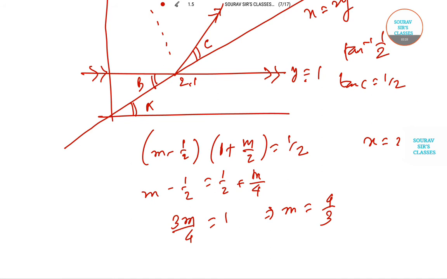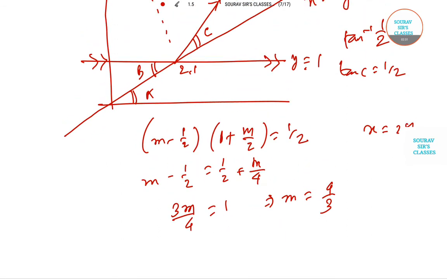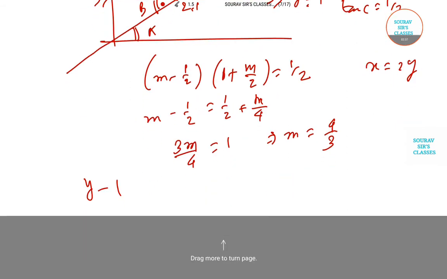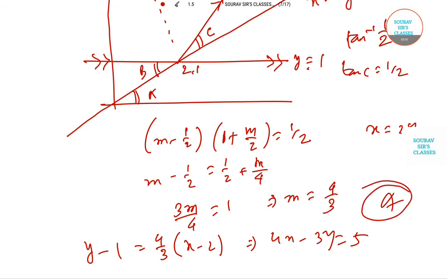So the equation of the reflected line: we know y minus y1, and it passes through this point. So y minus 1 equals 4 by 3 times (x minus 2). If we solve it, we get 4x minus 3y equals 5. So option number A is correct.